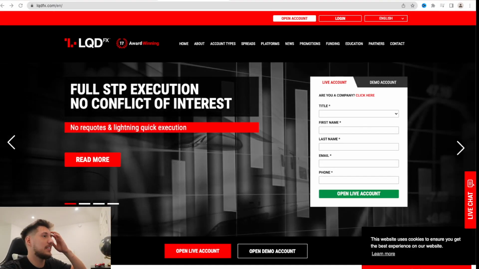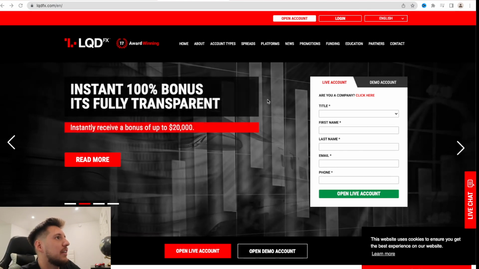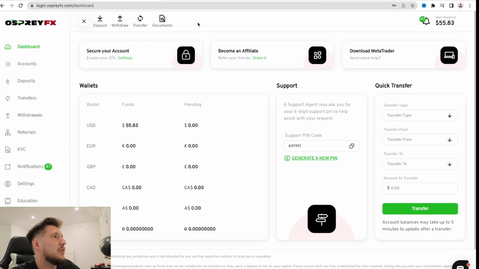So first things first, I've got to fund my account. Now, typically I would use LQDFX. However, I do have a small amount of funds on Osprey, so I want to just grow that out and see what happens.